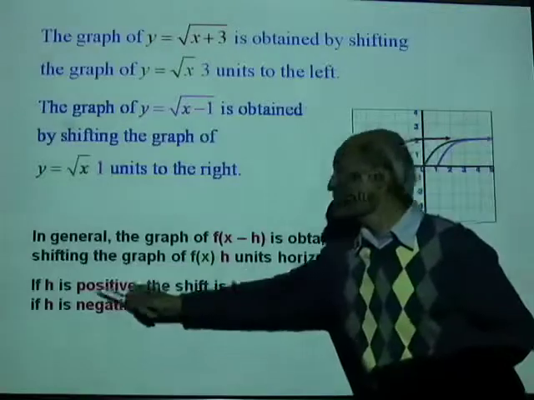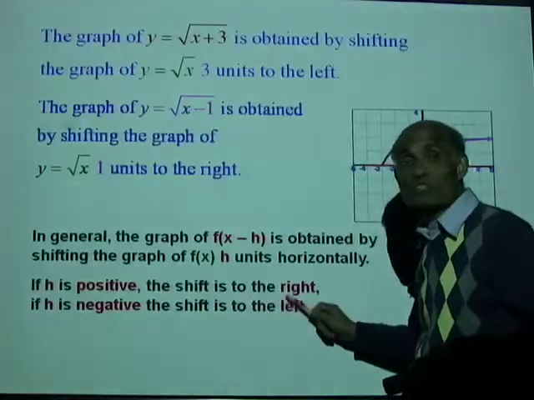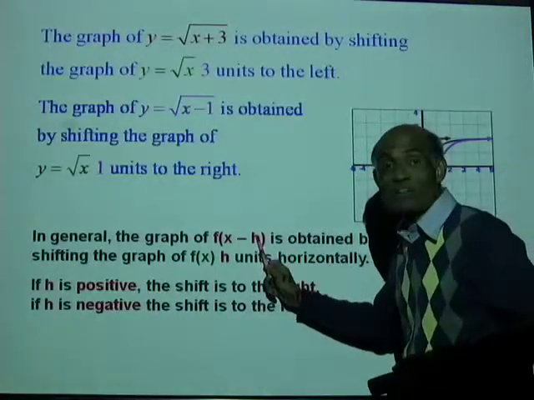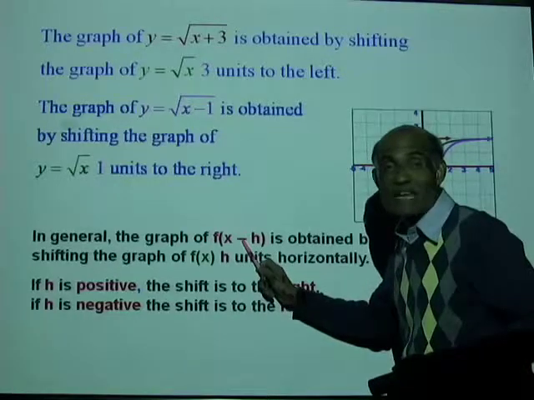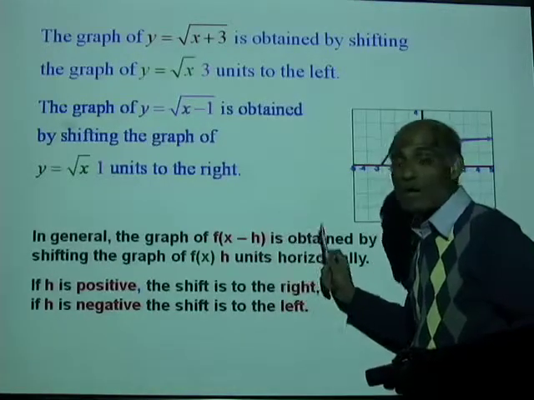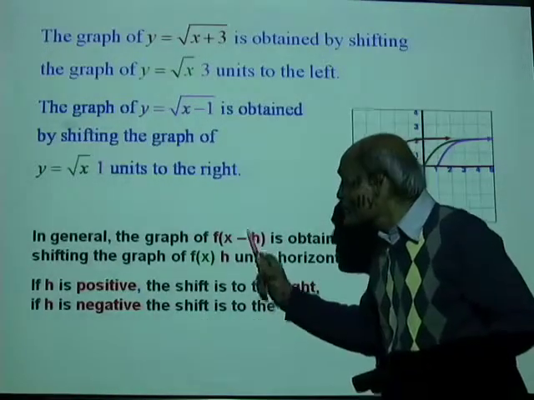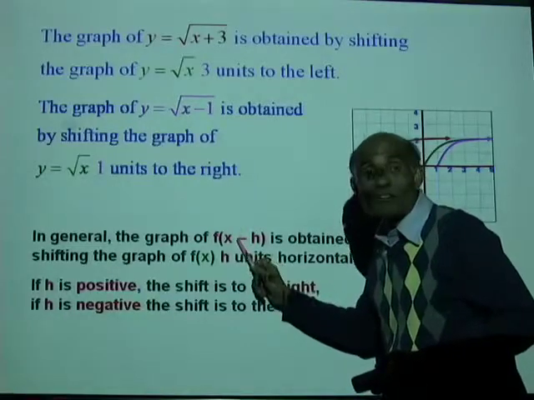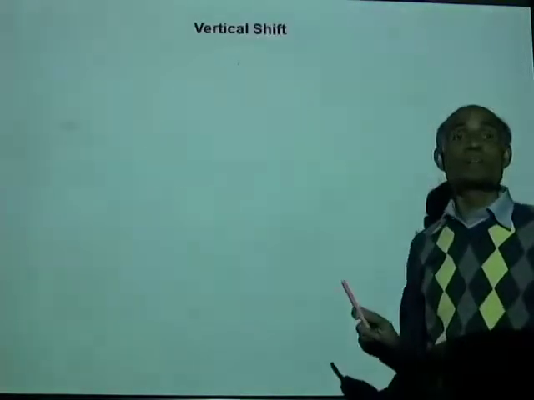Alright, if h is positive, the shift is to the right. If h is positive, this will remain negative. The shift is to the right. If h is negative, this will become positive, and the shift will then be to the left.